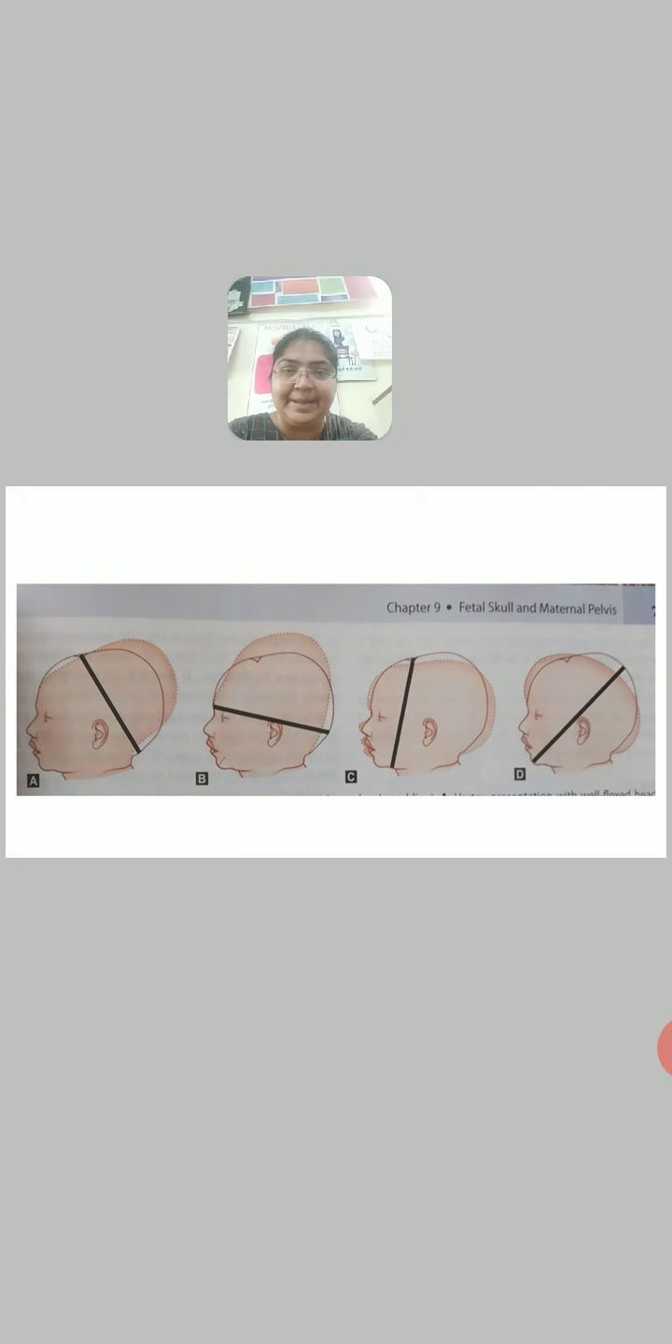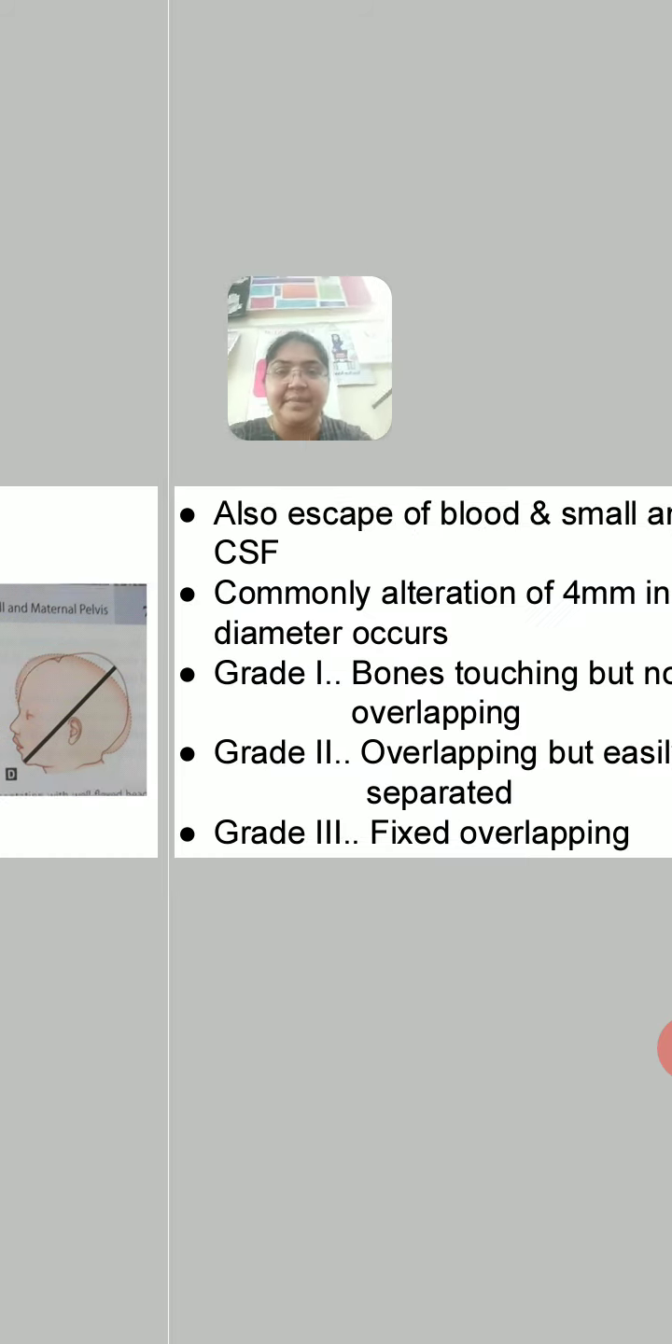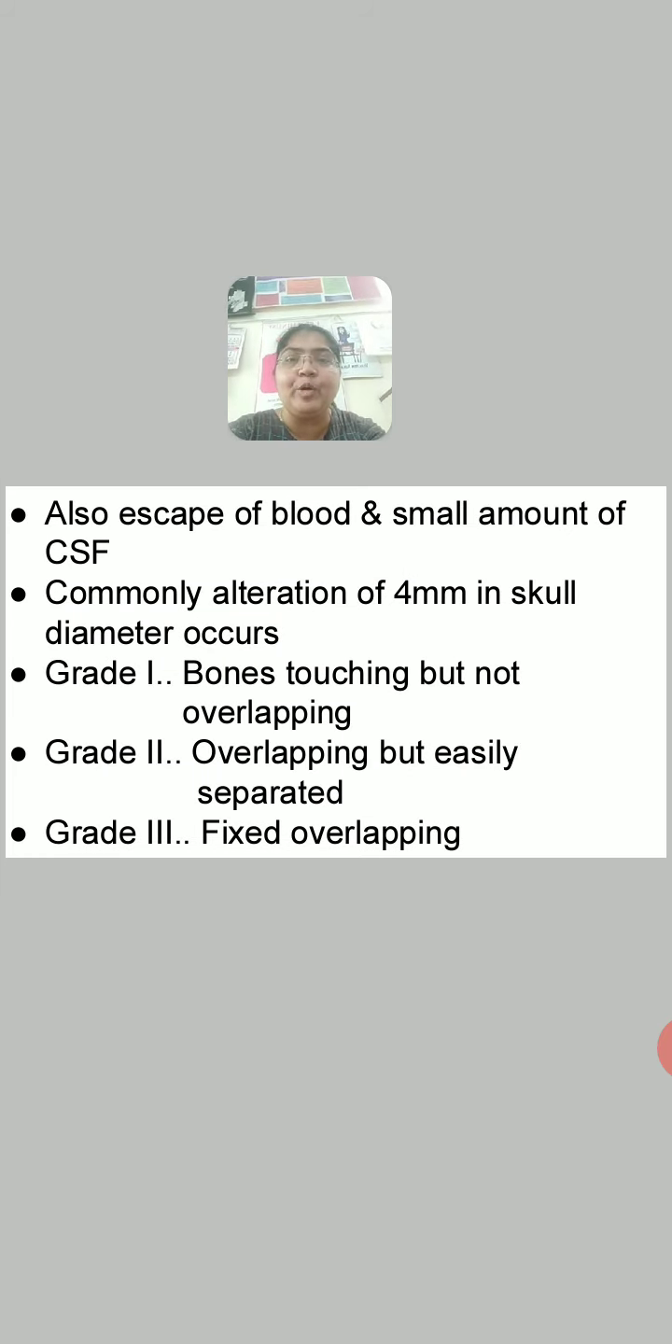You can see this diagram. Depending on the position of the fetal head, you can see the elongation. Right? The black line shows the elongation after the molding of the head. So this will be helpful to you for better understanding. Further, molding of the head also occurs due to escape of the blood and small amount of cerebrospinal fluid. Commonly, there is alteration of 4 mm in skull diameter. So the skull size reduces by about 4 mm.